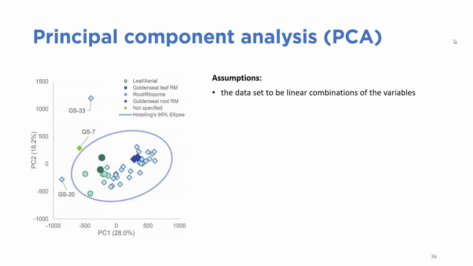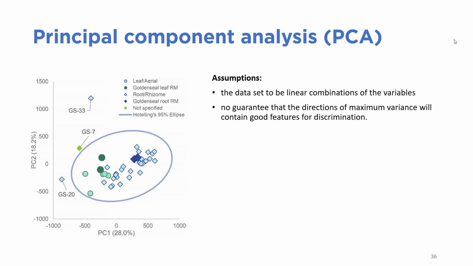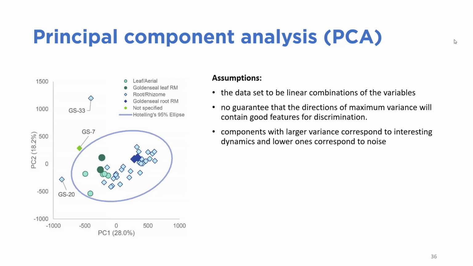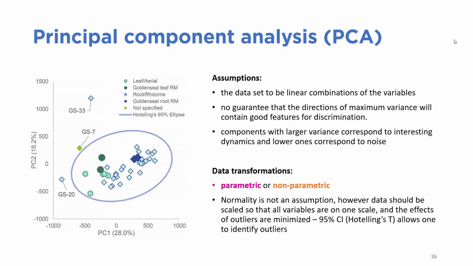There are some assumptions. So first of all, you have to have a data set that could be transformed into linear combinations of variables. There's no guarantee that the directions of the variance will contain good features for discrimination. Your components with larger variance tend to correspond to interesting dynamics. So when you have principal components that sort of hold variables with lower variance, that usually tends to be thought of as noise. Okay. So you can do this with parametric or non-parametric data. Normality is not an assumption.